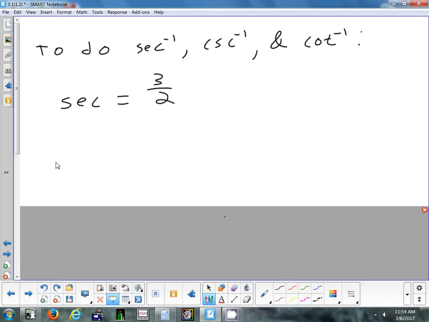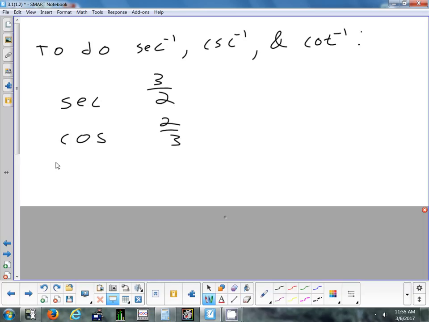Say the secant was equal to 3/2. What other function is very similar to secant? We flip this one to get the other one. Yep, the cosine. So if the secant is 3/2, what would the cosine be? Yep, it would be 2/3.